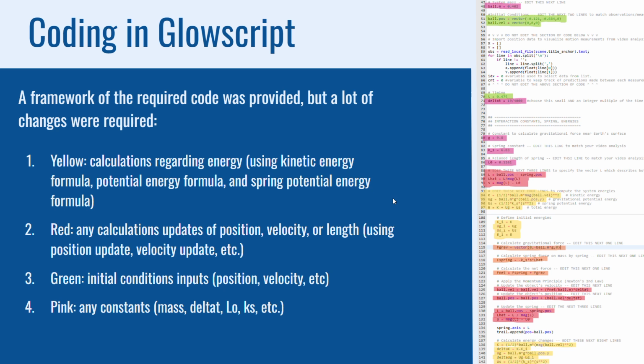Now for the coding in GlowScript, I have it all labeled over there. So yellow is any calculations with energy, red is any calculations with updates of position, velocity, or length, any updates. And then green is our initial conditions, and pink are all of the constants. So if you want to take a closer look, just pause the video and look over there on the right.